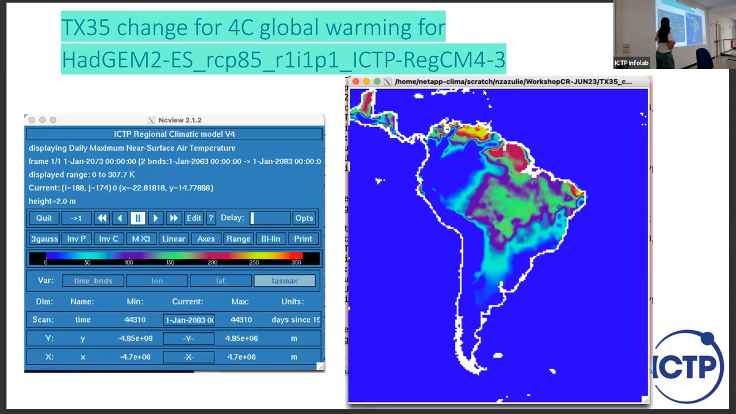And this is expressed in days per year. I don't know if you can see from this screen, but it goes between 0 and 300, with 300 being, for example, in the north of South America. And this is the signal for this particular index, and it is done only for one model, one member. So if you want to compute an ensemble, you will have to repeat this step for every model and for every member that you are going to use.